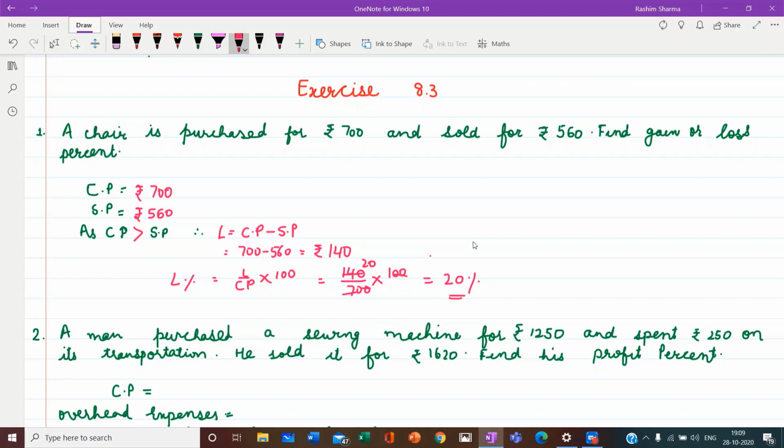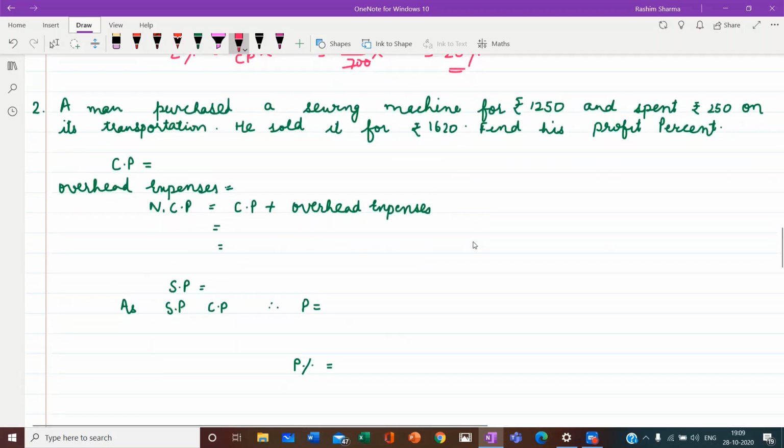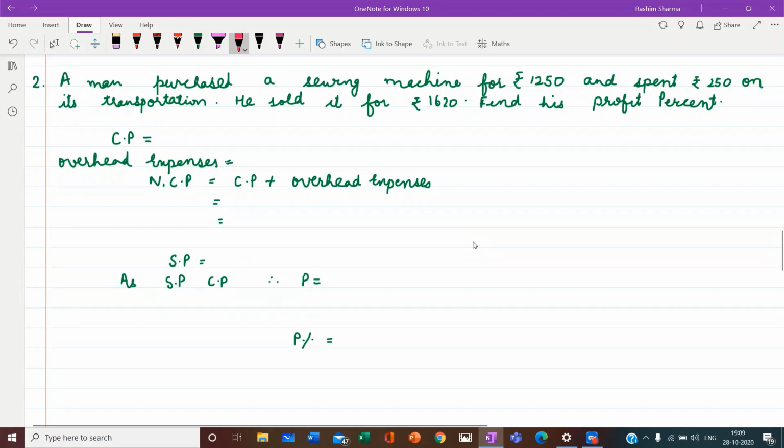Alright. Second question: a man purchased a sewing machine for rupees 1250 and spent rupees 250 on its transportation. He sold it for rupees 1620. Find his profit percent. Here we are given CP is equal to rupees 1250. Now, spent rupees 250 on its transportation means these are overhead expenses. So overhead expenses are rupees 250.